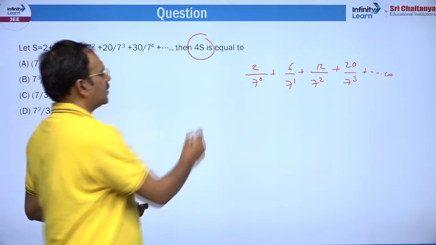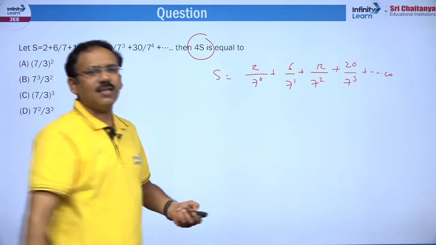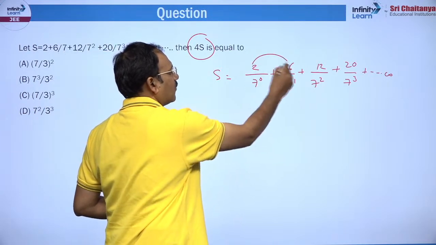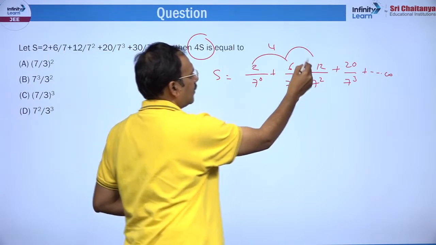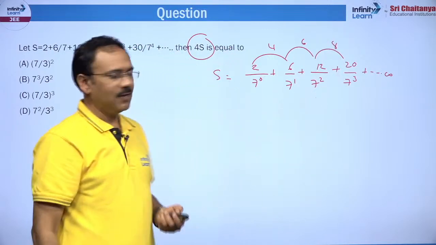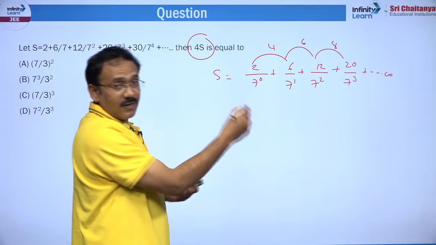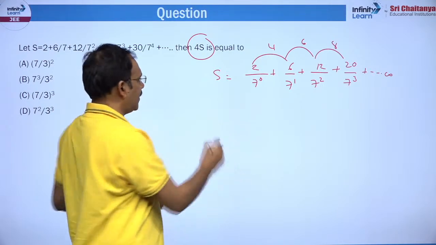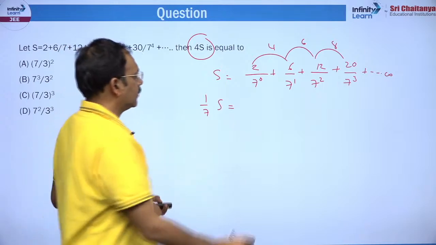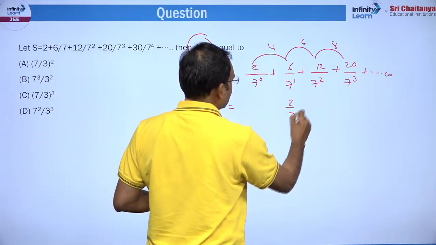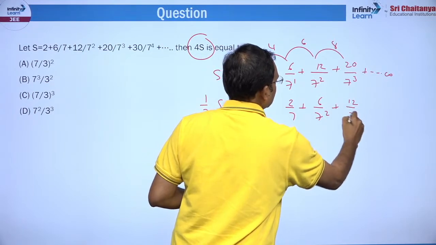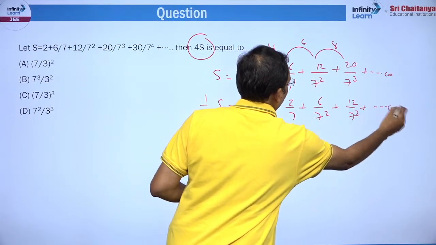Now, my dear friends, the first difference is, it is not exactly an AGP. In the numbers which are in the numerator, you can find the first differences 4, 6, 8, they are in AP. So what you can do is, here for the GP the common ratio is 1 by 7, multiply S with 1 by 7, so that this becomes 2 by 7, this is 6 by 7 square, this is 12 by 7 cube, and so on for infinite terms.